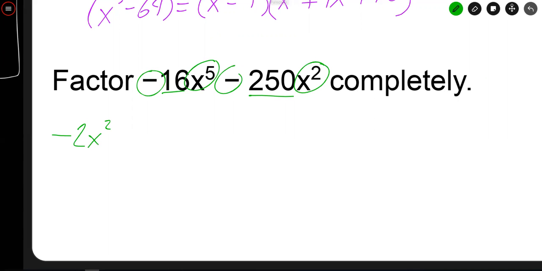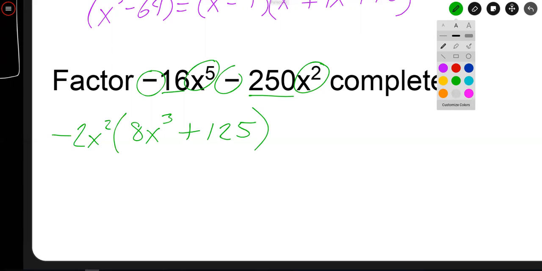So I'll factor out an x squared. I do all that, and then what I'm left with inside the parentheses is going to be negative 16 divided by negative 2 is 8. X to the 5th divided by x squared is x to the 3rd. Negative 250 divided by negative 2 gives me a positive 125. And then x squared divided by x squared, the x's go away. So now I've reduced the complexity of that polynomial in the parentheses.